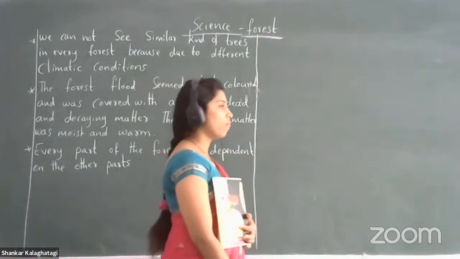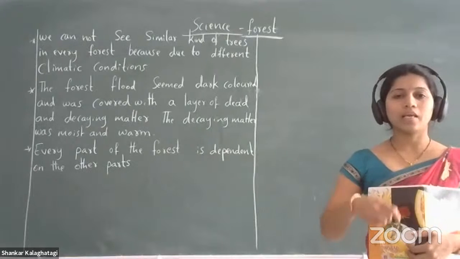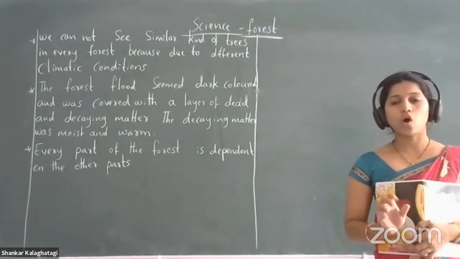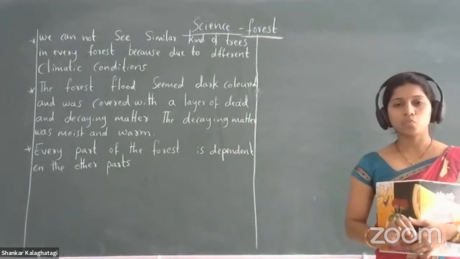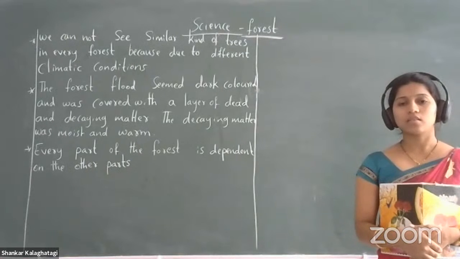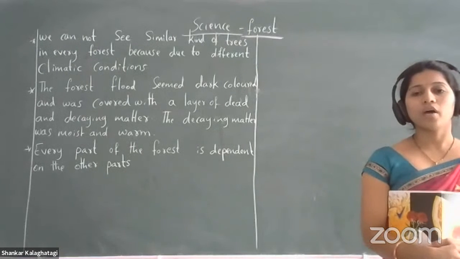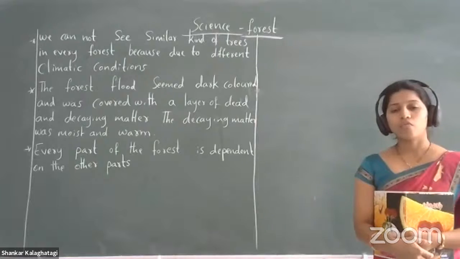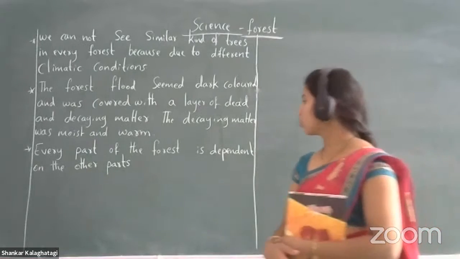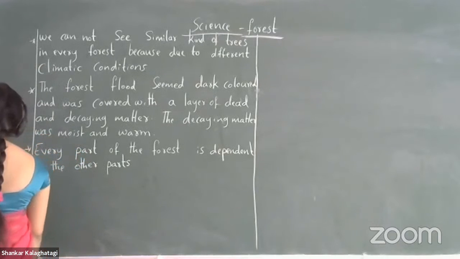So in the forest, every part of the forest is dependent on other parts. For example, if only trees are there, and no microbes, no soil, no water, no animals, it is not like a forest and we can't find all the characteristics of a forest. So all parts should be there in the forest. If one is affected, the whole forest is affected because of their interrelationship. So every part of the forest is dependent on the other parts.